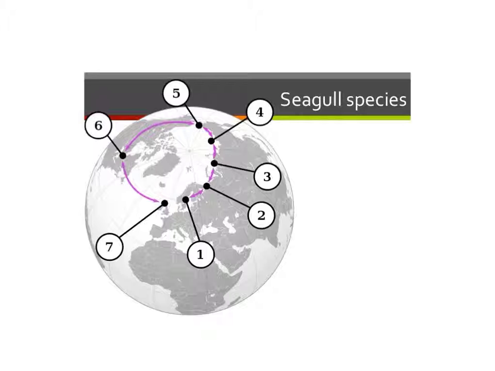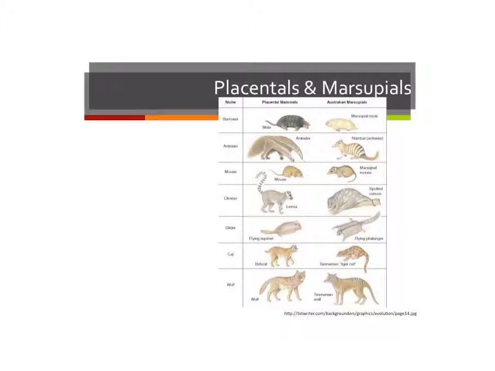If we take a look at all 7 species of seagulls that surround the Arctic Circle, we can analyze their beaks, the shape of their wings, and their coloration, and all the other homologous structures to determine that they all share a common ancestor. We can do the same thing with placental mammals and marsupials. Every single one of the placental mammals shares some common traits with each other, so they diverged from a single common ancestor. Same thing with the Australian marsupials. They all share common traits, which means that they diverged from a single ancestor as well.